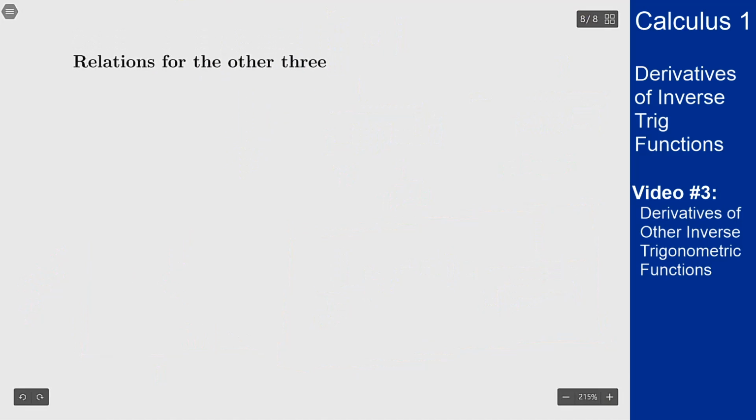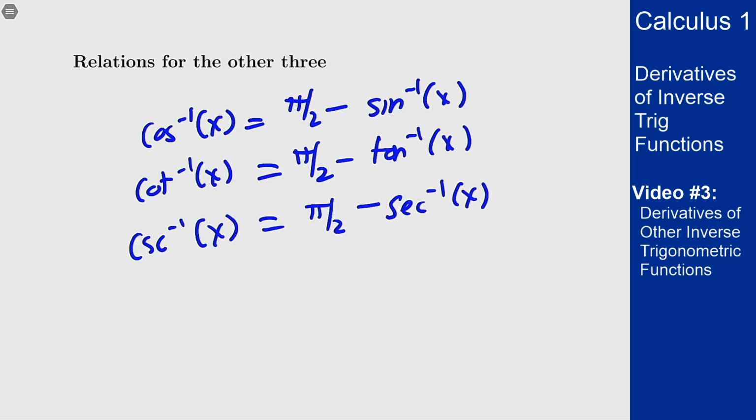Now for the other three, you could work them out the same way for cosine, for cotangent, and for cosecant. However, based on how triangles work, there are some nice identities we can use to make this easier. And those identities are the following. They're basically complementary angle identities, and they work like this.